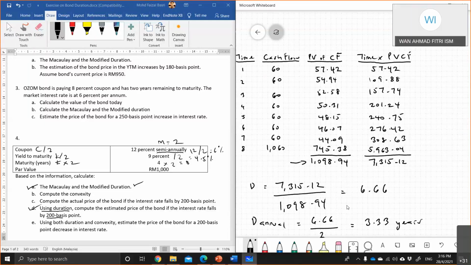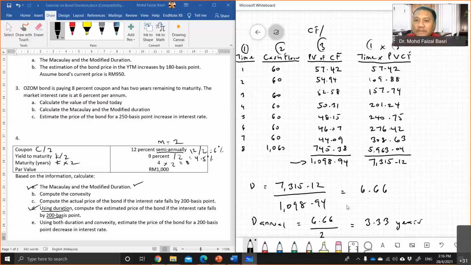So to get this, it's basically time. Let's say this is number 1, this is number 2, this is number 3. So time times PV of CF is number 1 times number 3. The process of present value is just cash flow divided by 1 plus K to the power of T. So the cash flow is 60, divided by 1 plus K. K was 4.5 earlier, so 1.045 to the power of 1, because the time is 1.